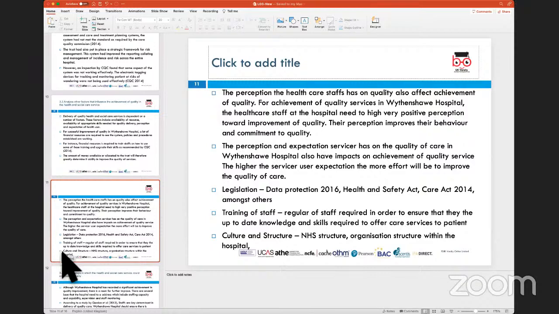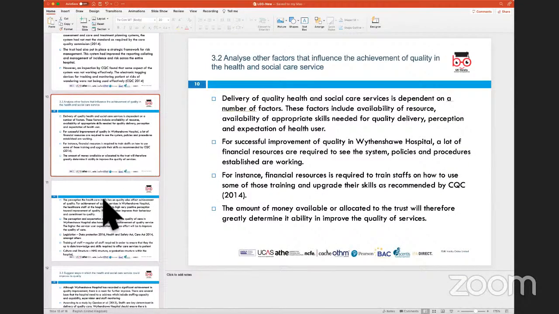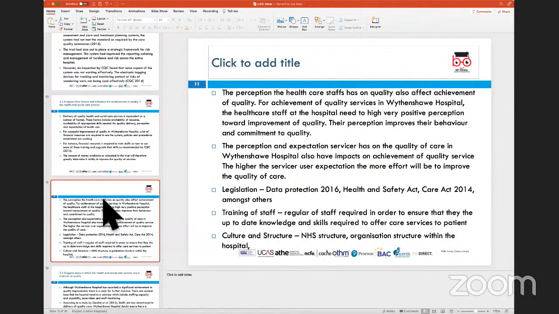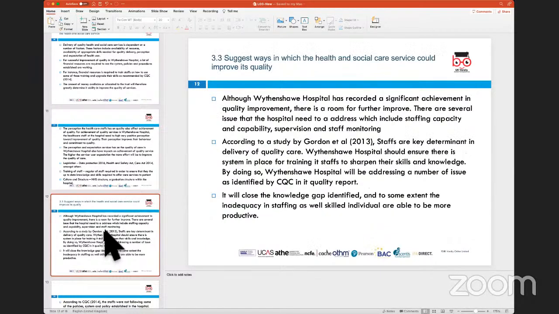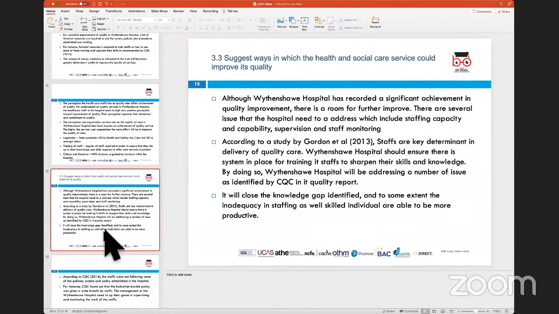So for this assessment criteria, you're looking at picking out any of the factors that have been listed, things like legislation, standards, guidelines, resources, training, and structure and culture, and then taking a point with an example of an organization and explaining how the structure or the culture of the organization influences how quality policies and procedures are implemented, and how they affect the services being provided by members of staff to the patient in that particular health and social care setting.